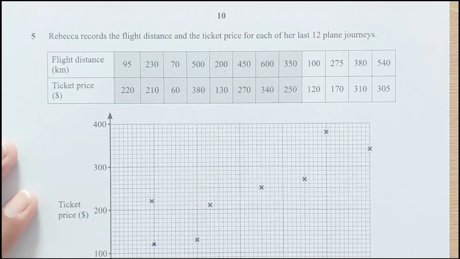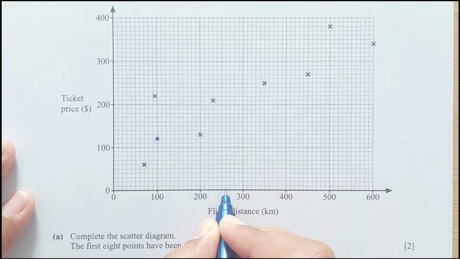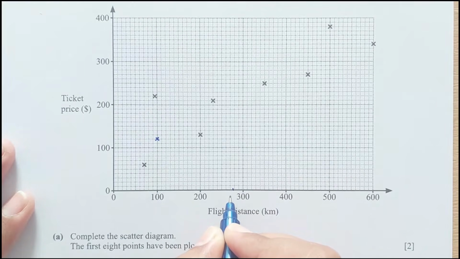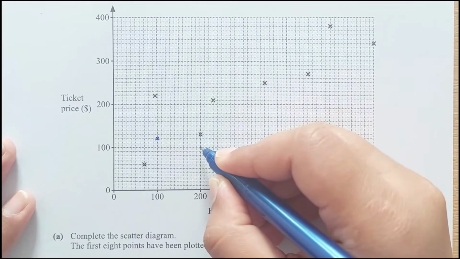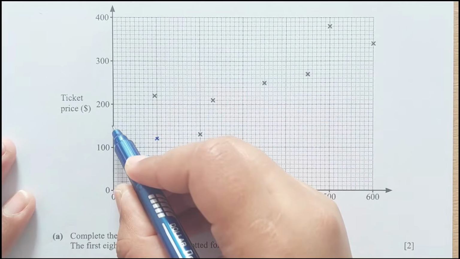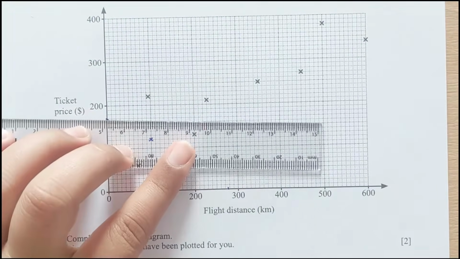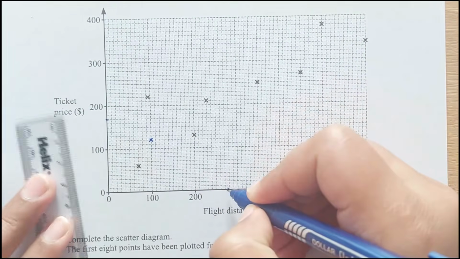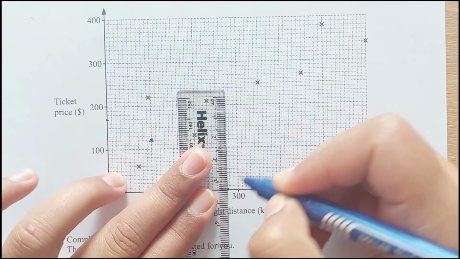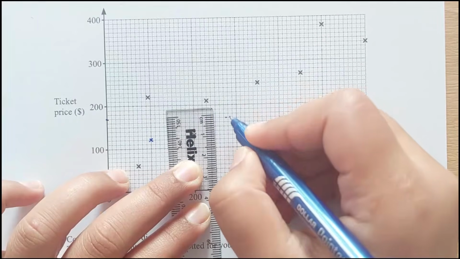For 275, the price is 170. 275 is 200, then 210, 20, 30, 40, 50, 60, 70, and 75. That is 170. For 170, we have 100, 150, 60, and 70. So this line is 170, and we have this point in the middle. This is 150, 60, and 70.